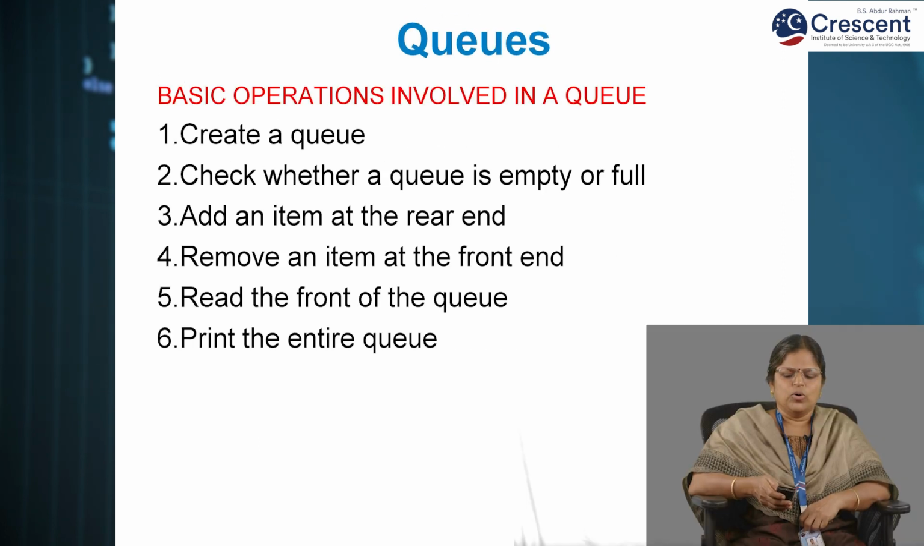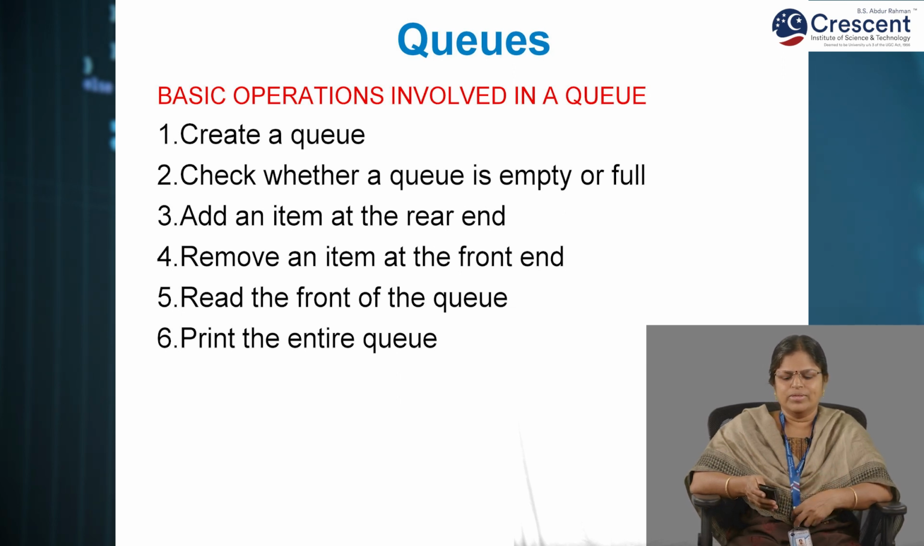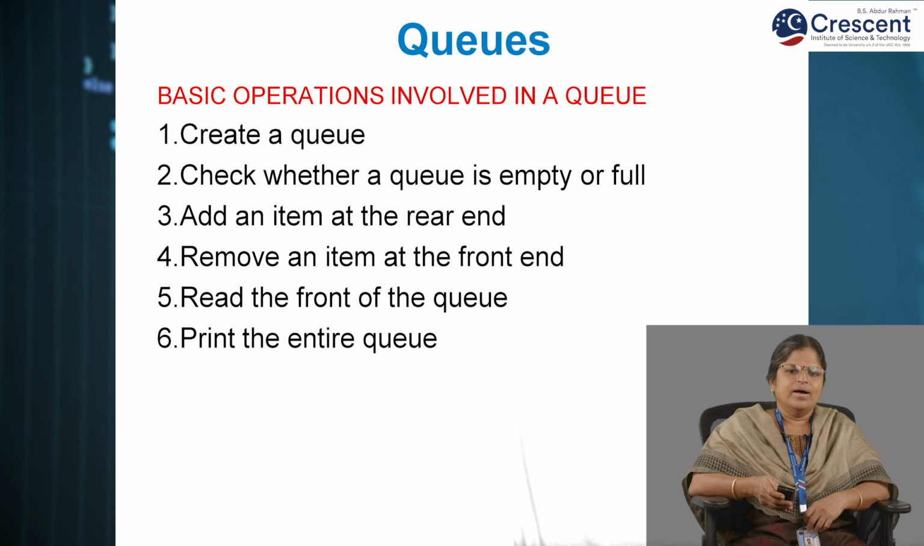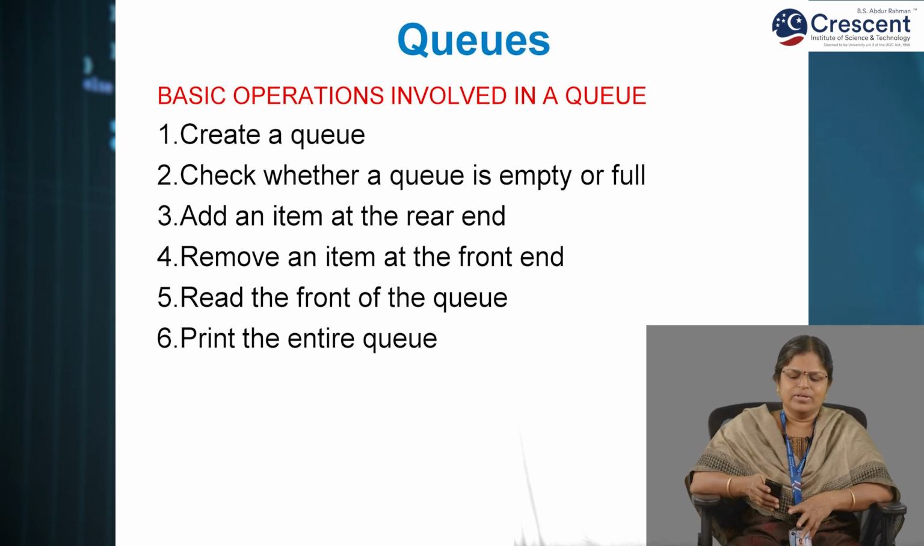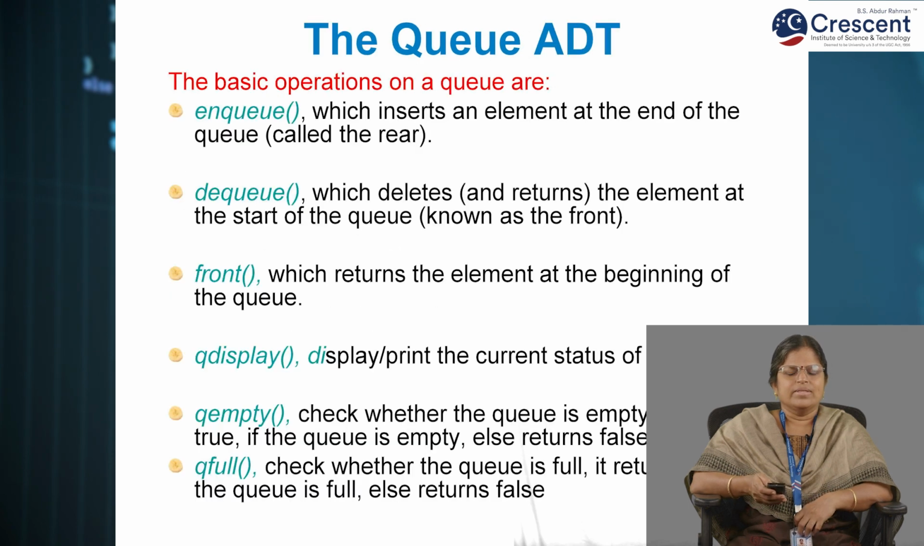These are the different operations supported. You can create a queue, then check whether the queue is empty or not, or full or not. Then you can add an item at the rear, that is the end of the queue, and remove an item from the front. If you want to read the first data from the queue, you can use the front function. Of course, the print or display function is used to display the current status of the queue.